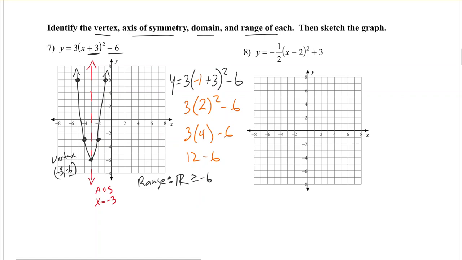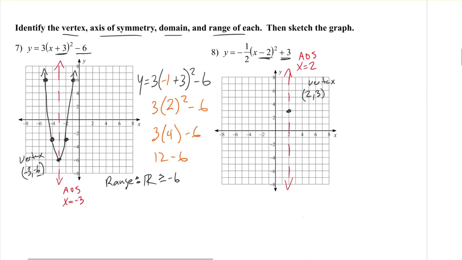8, same thing. Vertex is at 2, 3, 2, 3. We can make our axis, oh, let's label it. 2, 3. Vertex. We also have an axis of symmetry then. It's x equals 2. X equals 2. That's our AOS. Now we need to plug in our numbers.